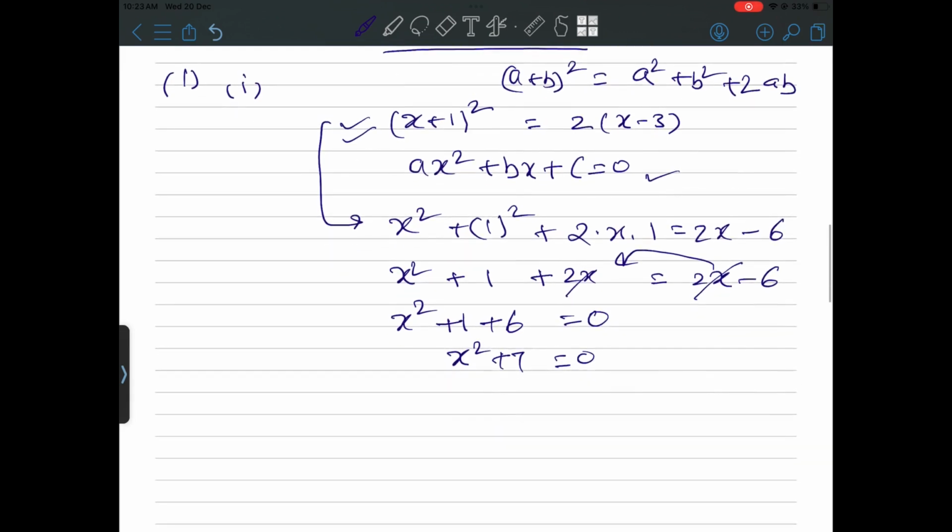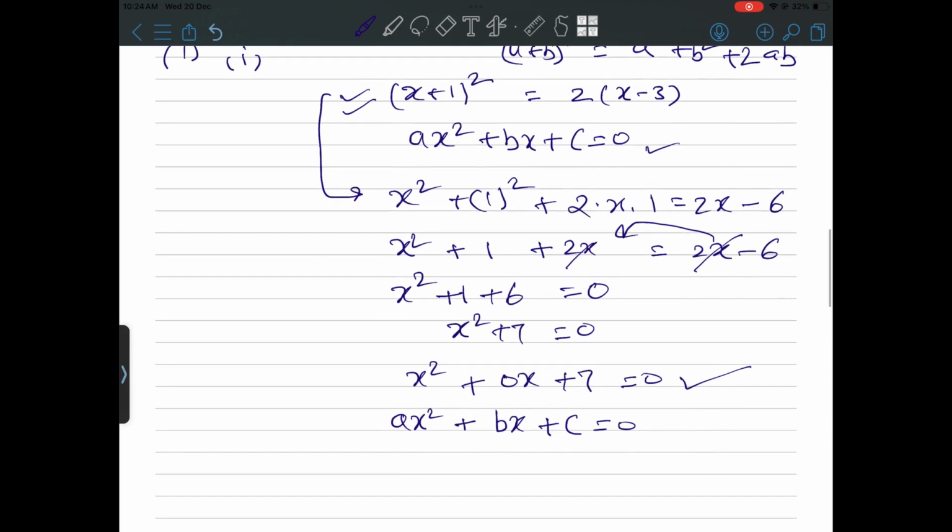So what do you think, whether this is quadratic or not? If you put it in the standard form of the quadratic, it is like this: x square plus 0x plus 7 is equal to 0. Once you compare it with the standard form of the quadratic, ax square plus bx plus c, you can see there is no x term. The coefficient of x is 0, but we have x square.